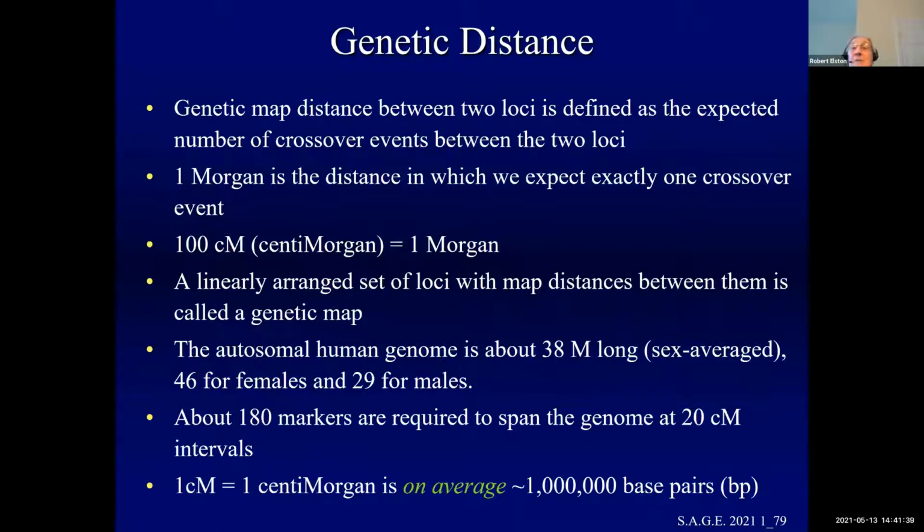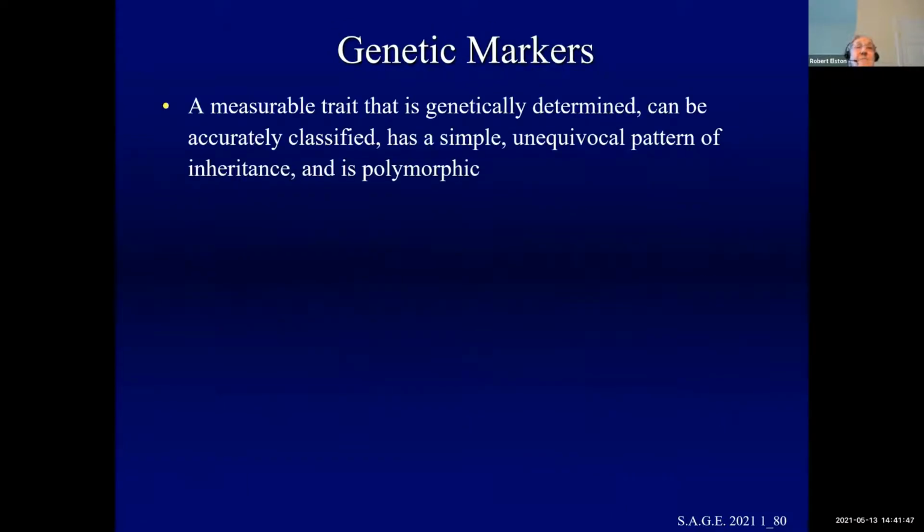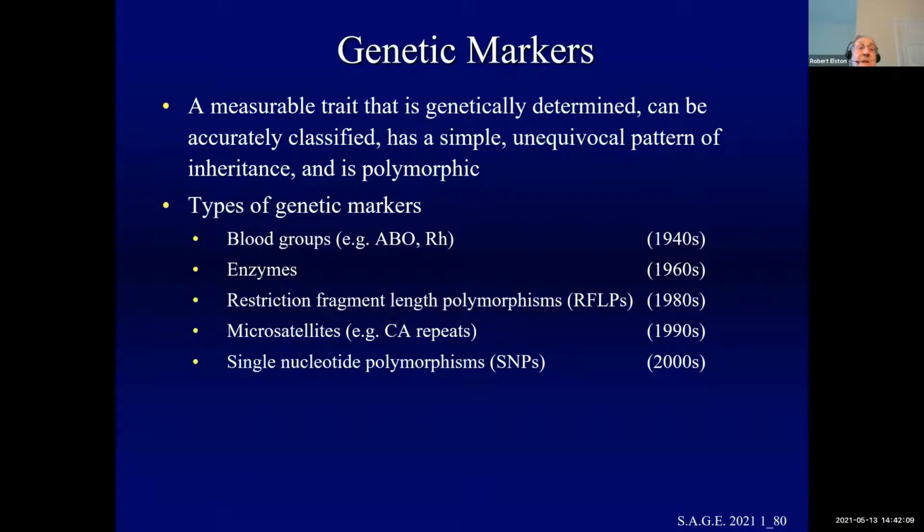All right, let's consider genetic markers. A genetic marker is a measurable trait that is genetically determined, can be accurately classified, has a simple, unequivocal pattern of inheritance, and is polymorphic. That's the basic definition of a genetic marker. So what types of genetic markers do we have?